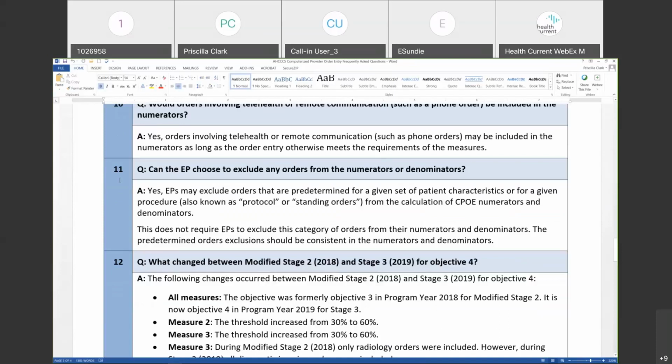Priscilla, we did receive a question. The question is, if a provider meets a measure but also qualifies for an exclusion, should the provider report the measure or take the exclusion? And the example would be a provider e-prescribes 49 out of 50 scripts.